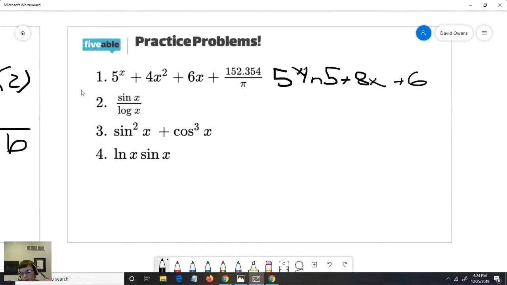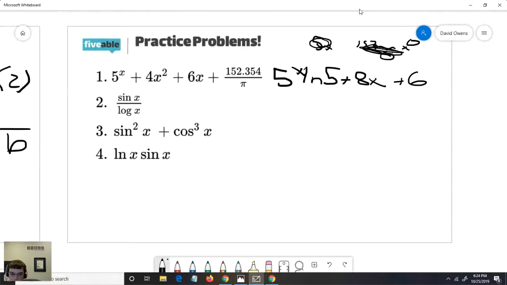Now, intentionally, I've made this a little bit complicated. You can see we've got this big complicated fraction with 152.354 and pi, but the thing you have to remember is that it's a constant. A number is a number, and the derivative of any number is 0, because if you remember, that is really just that constant times x to the 0. So we multiply that and it becomes 0, and it just all cancels out.